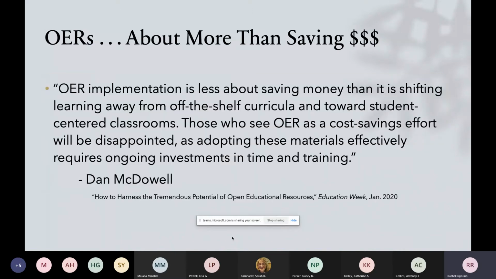And OERs, frankly, I agree with this man. He was really talking about K through 12, about high school. OERs do take a lot of time to develop and curate, it does take time and cost someone's labor, right? But he sees OER as being about more than just saving money. It's about really re-envisioning the classroom in a lot of ways, or even entire programs.